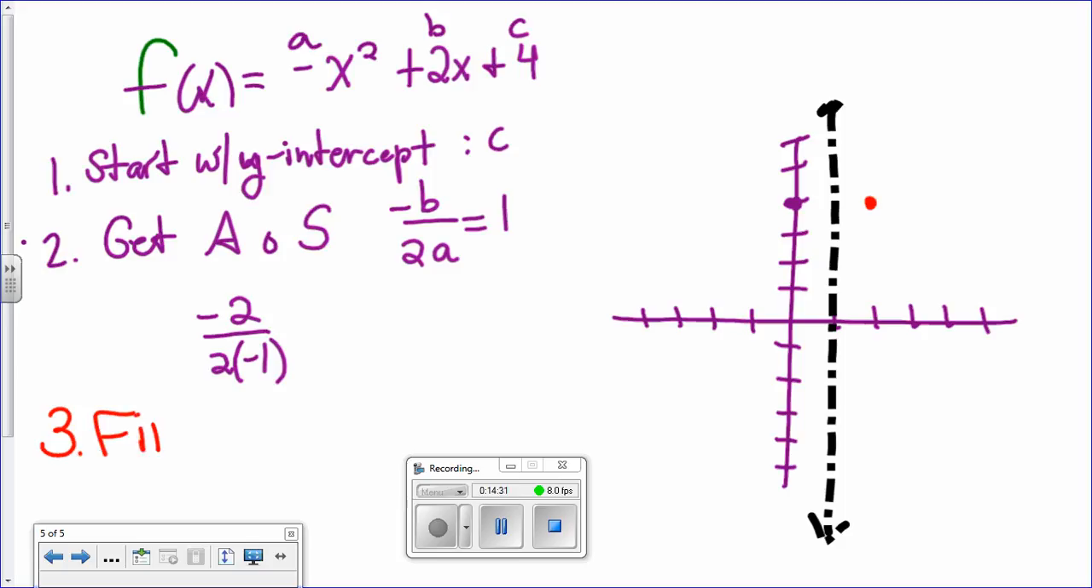So the third thing I need to do is find the vertex. So I'm going to see what happens when I put that axis of symmetry in.